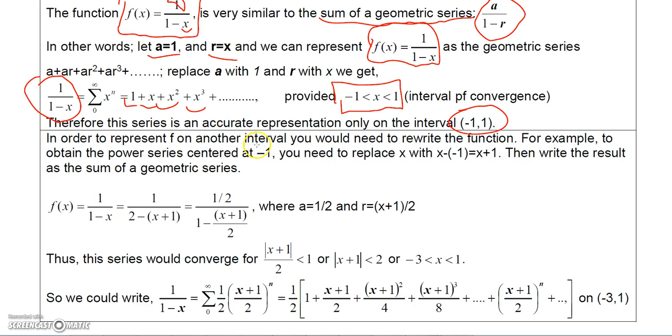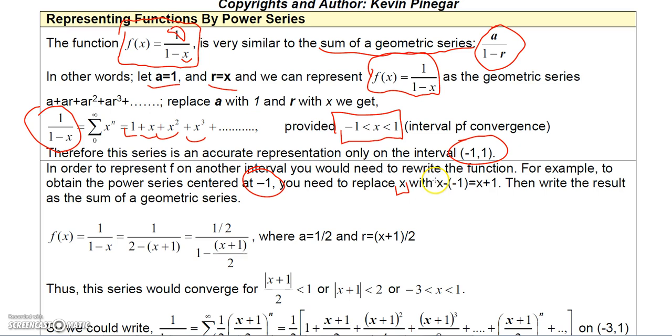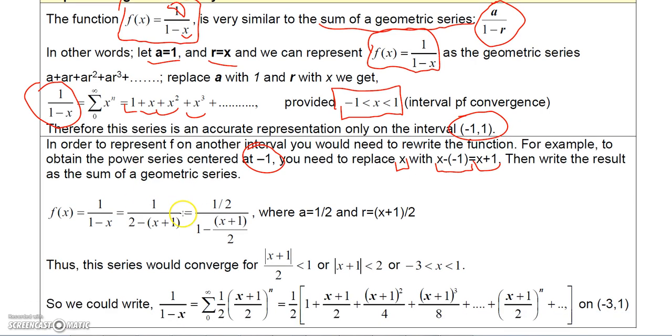First of all, instead of centered at 0 like we had up there, let's say it's centered at -1. Well, then you would actually need to replace the x that we used up here, instead of x, with x minus -1, or x plus 1. Then we can write the result as the sum of a geometric series. So what I'm going to do here is replace x with x plus 1.